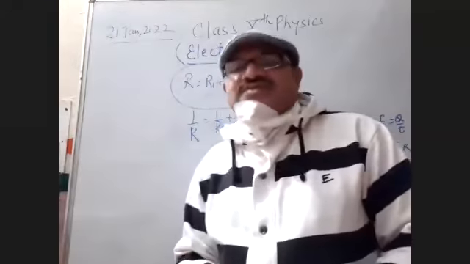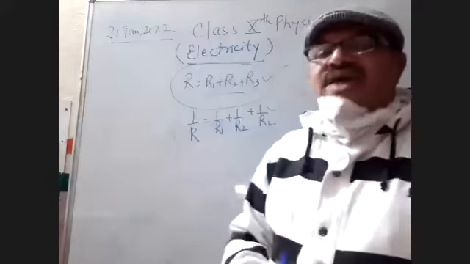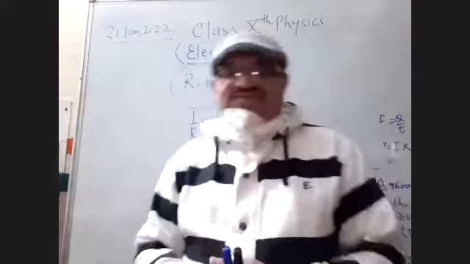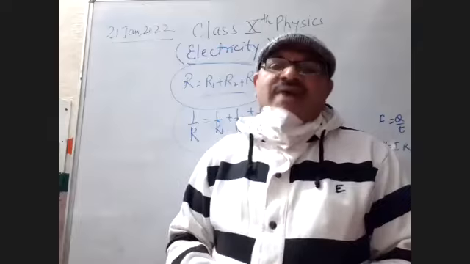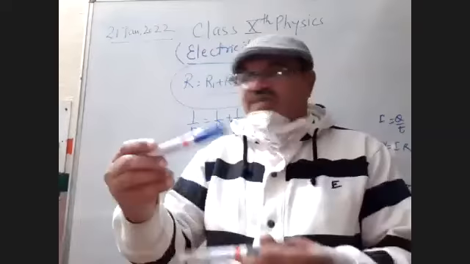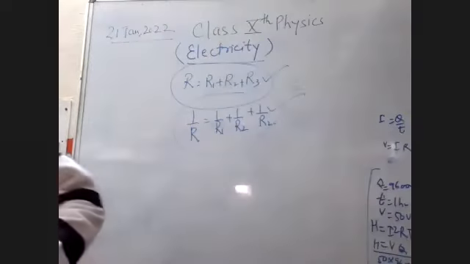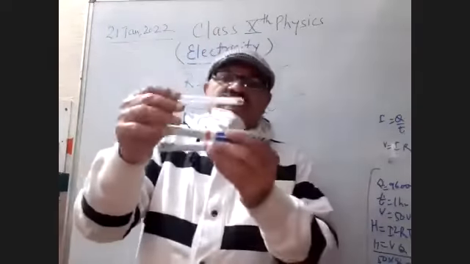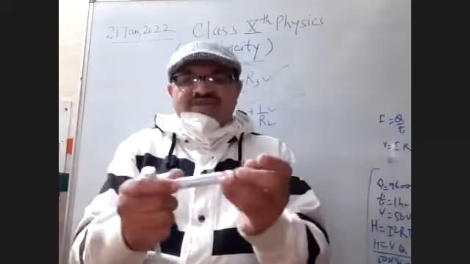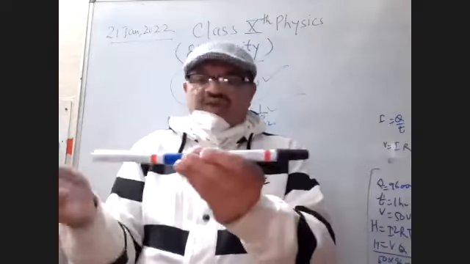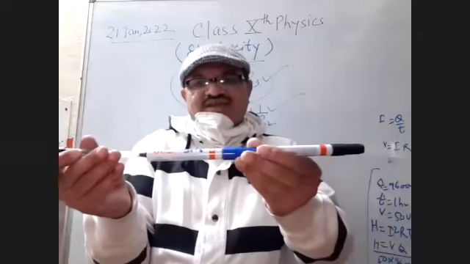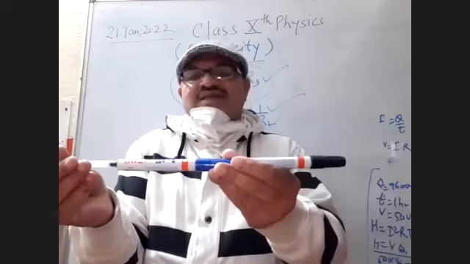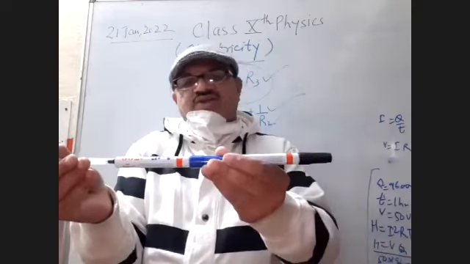Now students, if I take an example, say three resistances R1, R2 and R3 are connected in parallel. Parallel combination, already I explained, say these are the three resistances, 1, 2 and 3. In series combination, I'll show you like this, 1, 2 and 3. Three resistances connected in series, correct? The formula is R = R1 + R2 + R3.